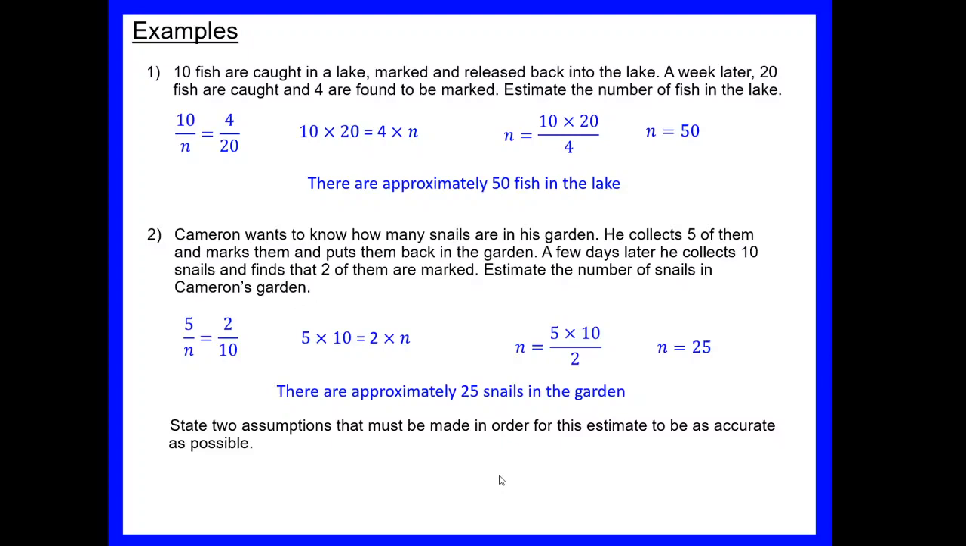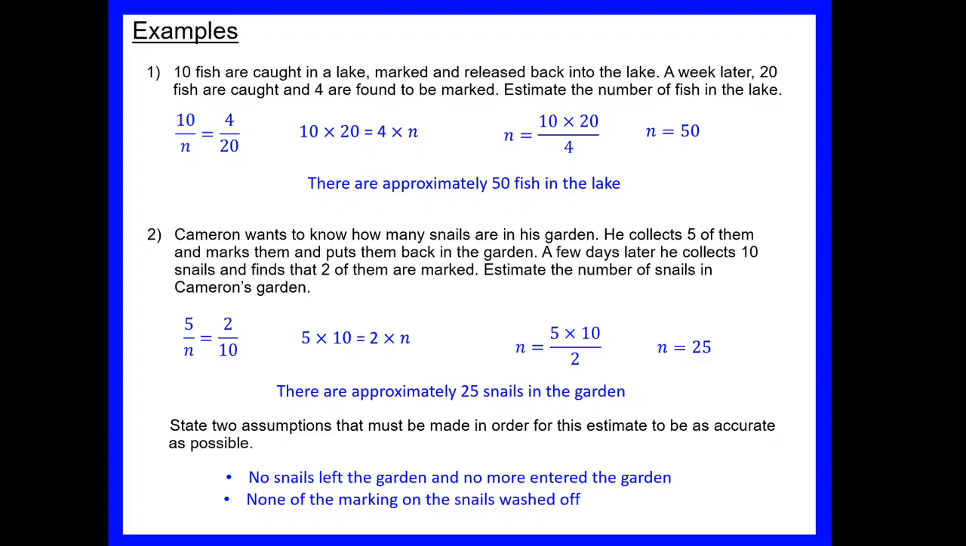It then tells us we need to state 2 assumptions that we've made in order for the estimate to be accurate. So we need to list 2 of those assumptions that we've looked at earlier. So I've said that no snails left the garden and no more entered, so we've had no emigration or immigration, and that none of the markings on the snails have washed off over those few days.